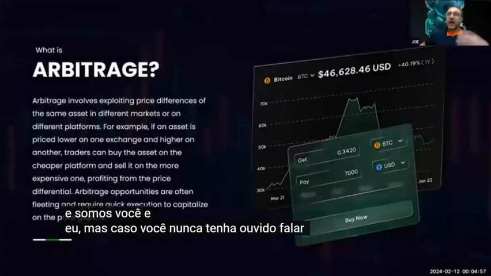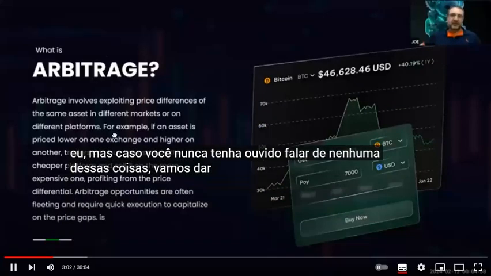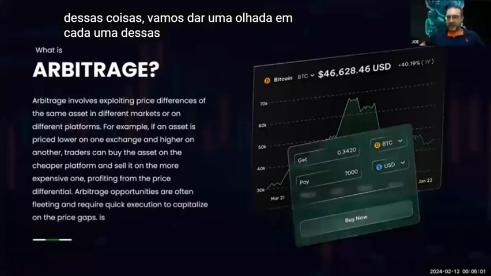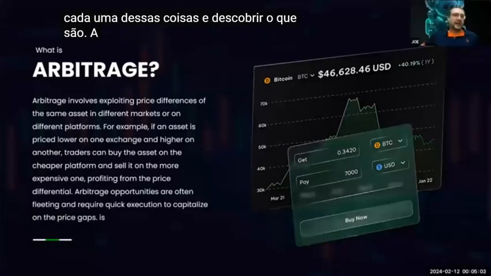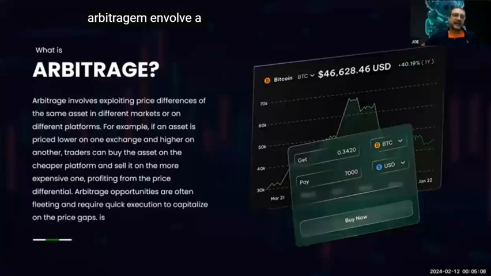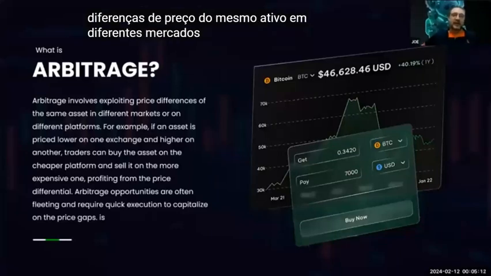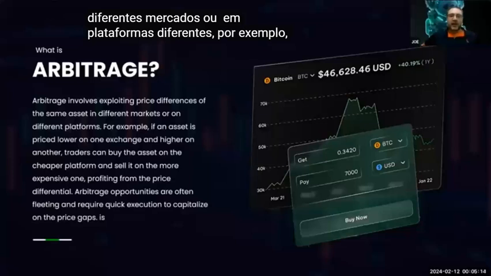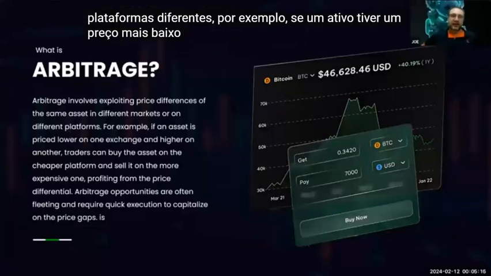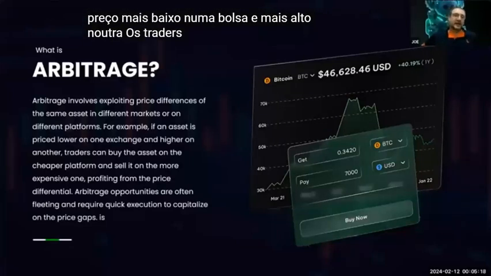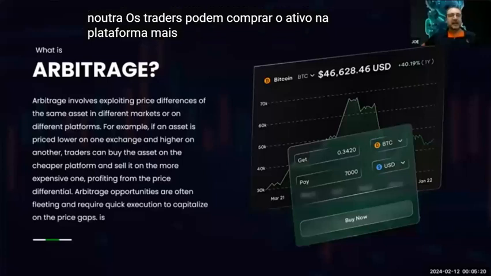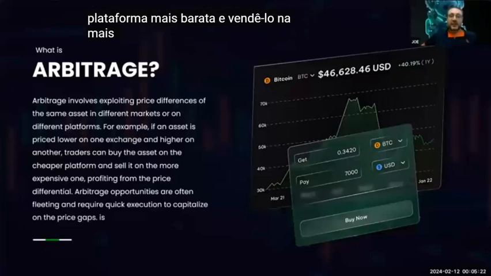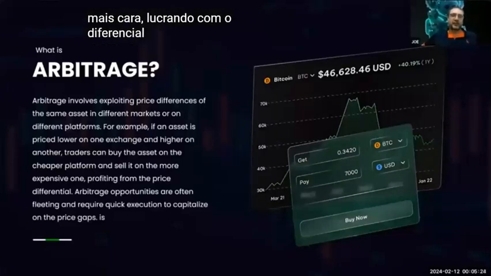But in case you've never heard of any of these things, let's have a look at each of them and find out what they are. So arbitrage involves exploiting price differences of the same asset in different markets or on different platforms. For example, if an asset is priced lower on one exchange and higher on another, traders can buy the asset on the cheaper platform and sell it on the more expensive one, profiting from the price differential.